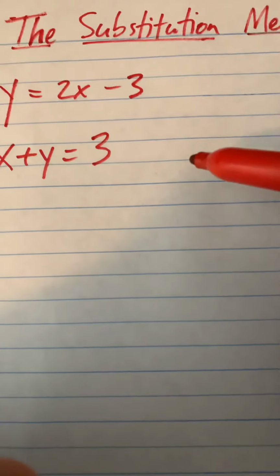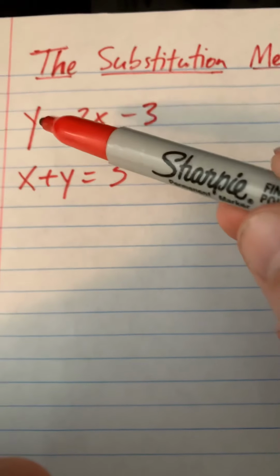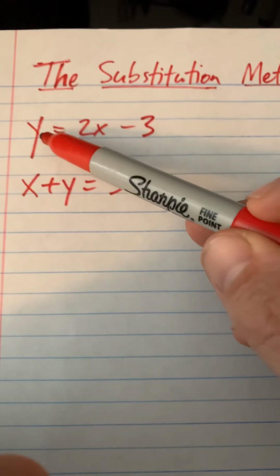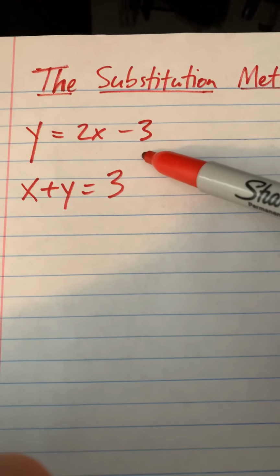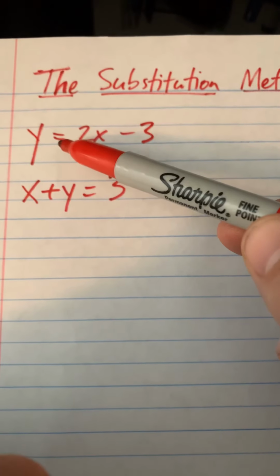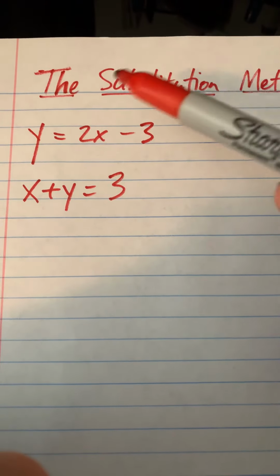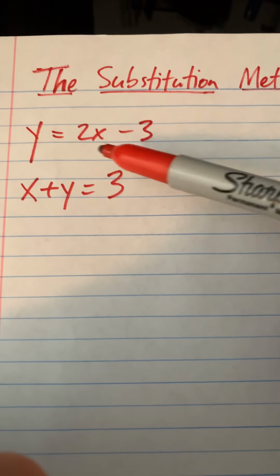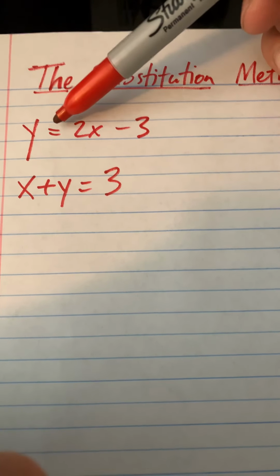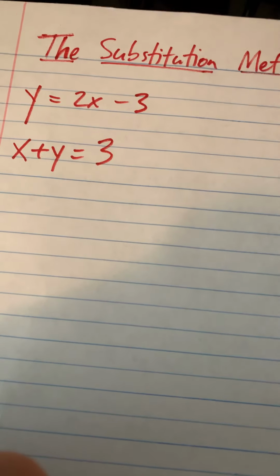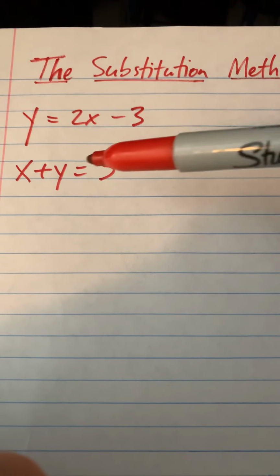So let me show you how this works. This one starts off pretty straightforward. If you look at this first equation, it says that y equals 2x minus 3. So what is the value of y? It tells us the value of y is 2x minus 3. The reason this is called the substitution method is because I'm going to take the value of y, 2x minus 3, and substitute it in for this y right here.